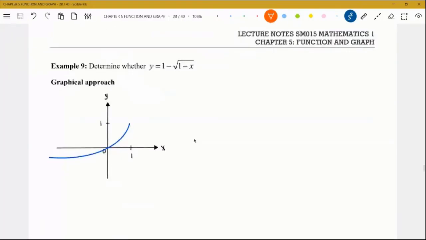So we have it to determine whether y equal to 1 minus square root 1 minus x is a one-to-one function. Ini tertinggal, is a one-to-one function. Okay, so by graphical method, we have this kind of shape. Graph kita ada di sini. So should be a circle here. And then we have it, the maximum point dia adalah (1, 1).